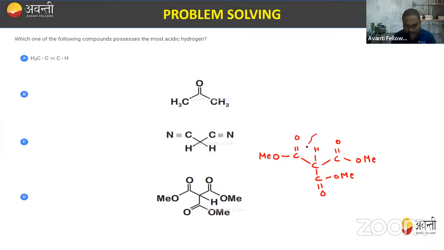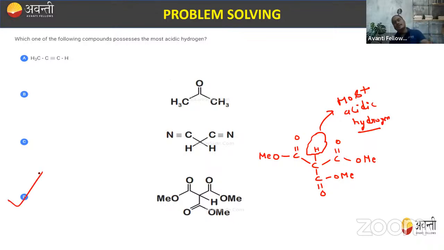So this one, this hydrogen is the most acidic one, most acidic hydrogen. Why? Why is this the most acidic hydrogen? Yeah, the correct option is D. But why? Why is this one the most acidic hydrogen? Can anyone tell me why this hydrogen is the most acidic hydrogen?